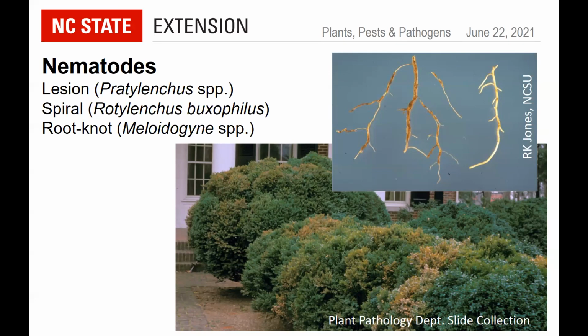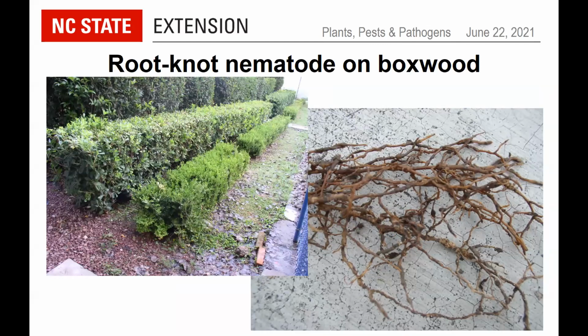And then in third place, the root knot nematode, which was interesting. In the next slide here, you can see a small hedge of boxwood. This was actually in Aguascalientes in Mexico when I lived there, just outside the building where the plant pathology lab was. And you wouldn't really suspect any kind of a root problem there, but I'm sure these would have grown more vigorously if they had not had the infestation of nematodes in the roots.